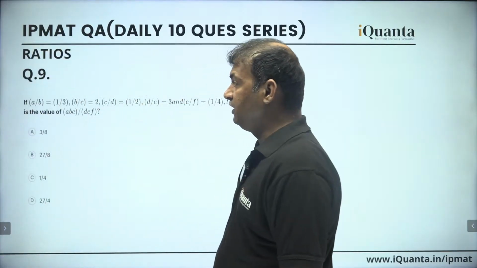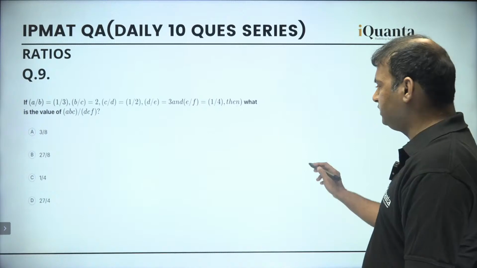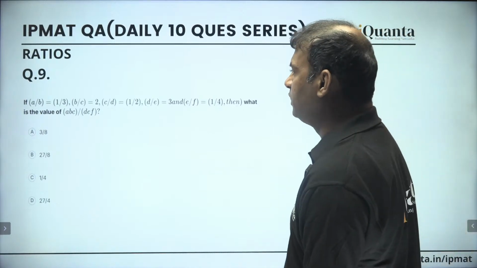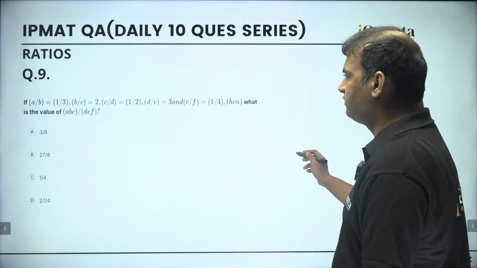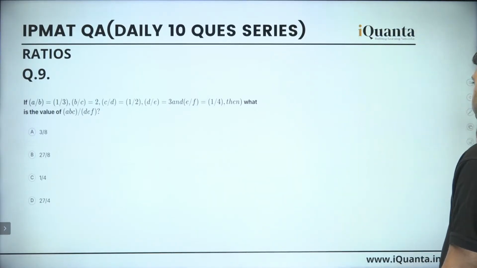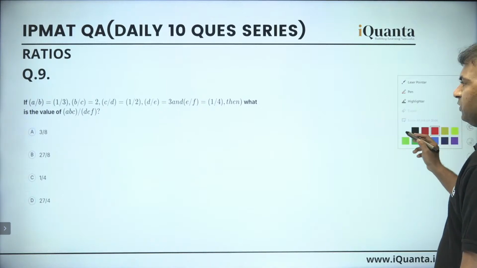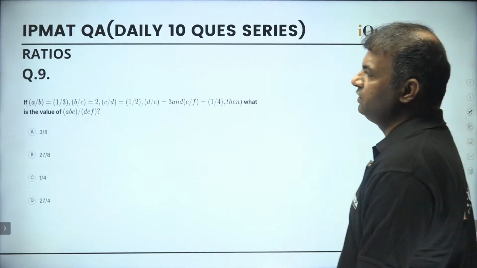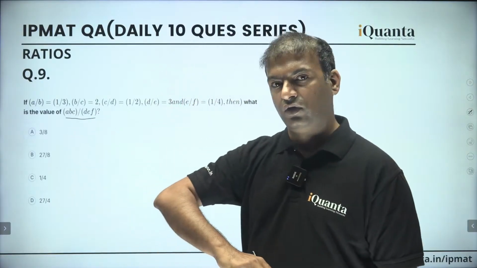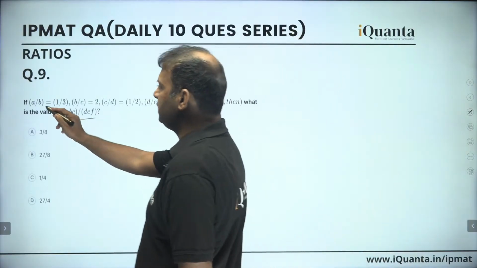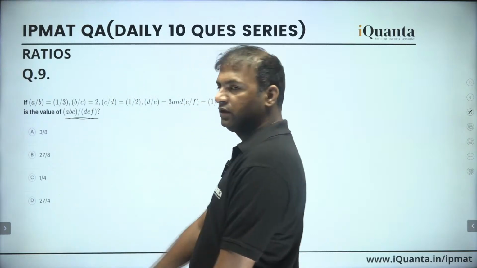They are saying that if A upon B is 1 upon 3, B upon C is 2, C upon D is 1:2, D upon E is 3, and E upon F is 1 upon 4, then what is the value of ABC upon DEF, right? Okay, so guys, as you can see, we have to find a ratio in which A, B, C, D, E, F all are involved, right? So first thing, we'll try to make a relation between all of them. How can we do that?